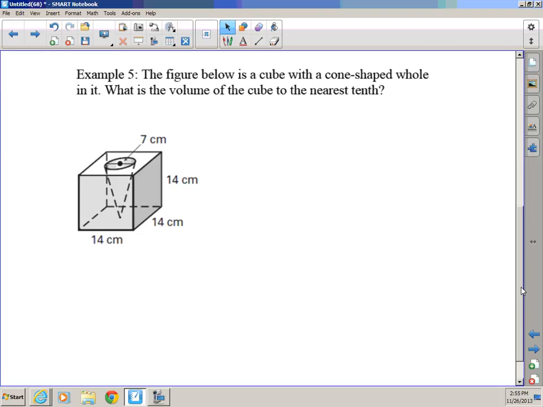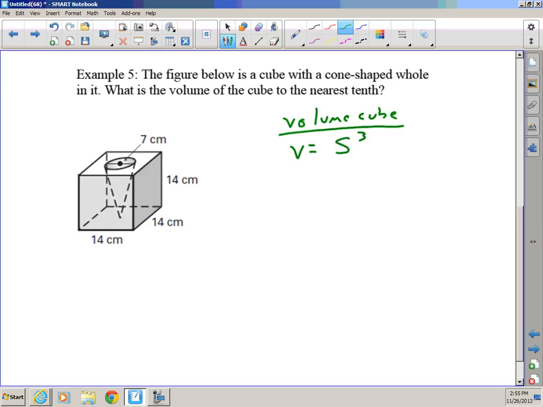All right, excuse me. Last one, I have a cube-shaped figure that has a cone-shaped hole cut out. Maybe this is some sort of piece of tool that you're putting something in to connect parts or whatever it is. So what do I want to do here? I want to figure out the volume of the large figure, which is the cube. Well, a cube is just a three-dimensional square. So that formula is V is s cubed, which is 14 cubed, which is 2744 centimeters cubed.